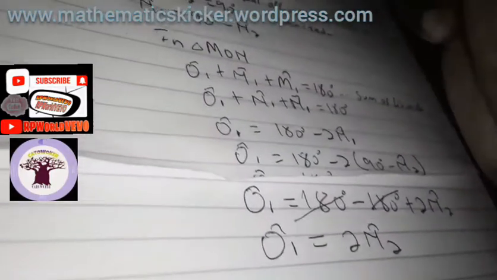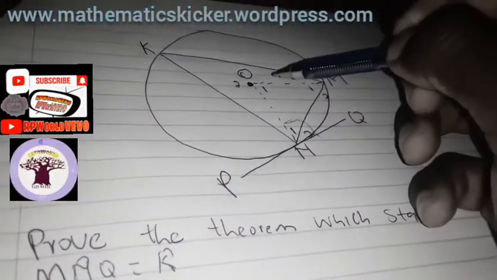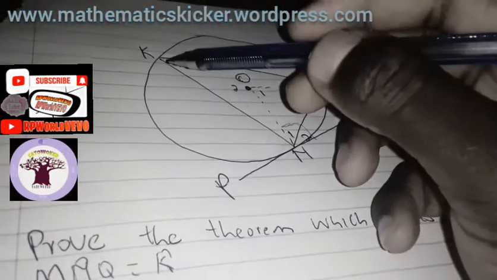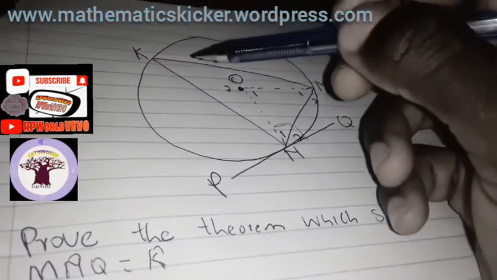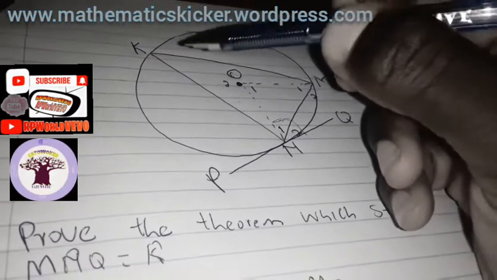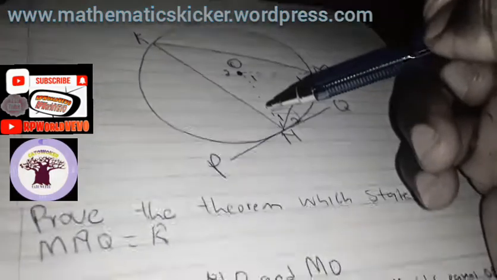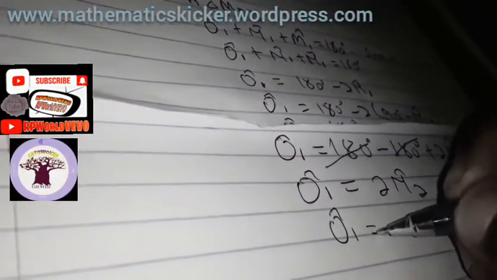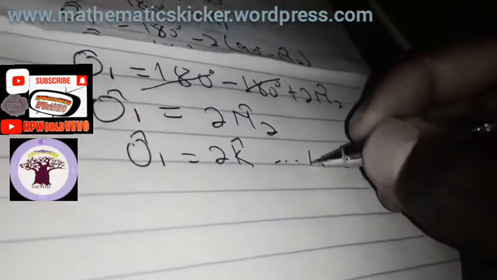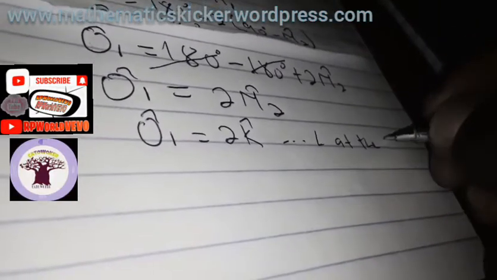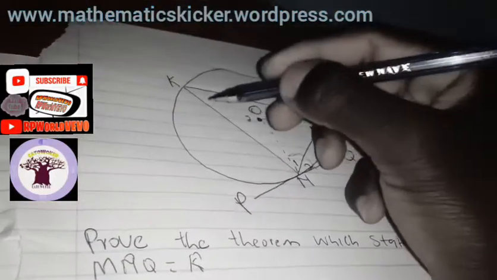Then going to this side, we realize that angle O1 is 2 times angle K. Angle at the center is twice the angle at the circumference. Then we can write O1 is equal to 2 angle K. The reason is angle at the center is twice the angle at the circumference, because this angle is twice this one.